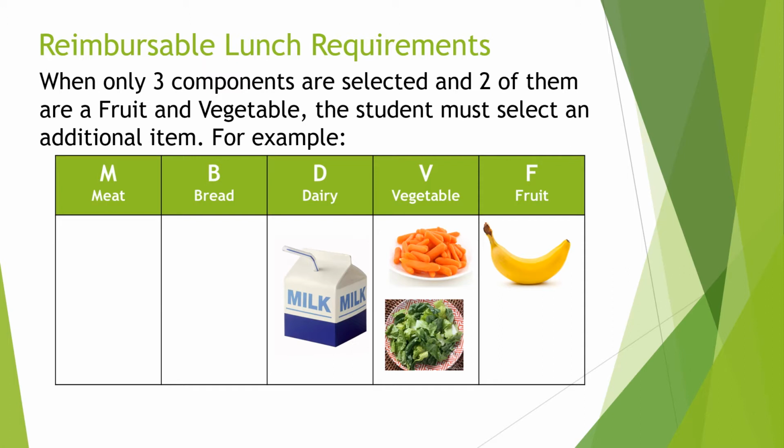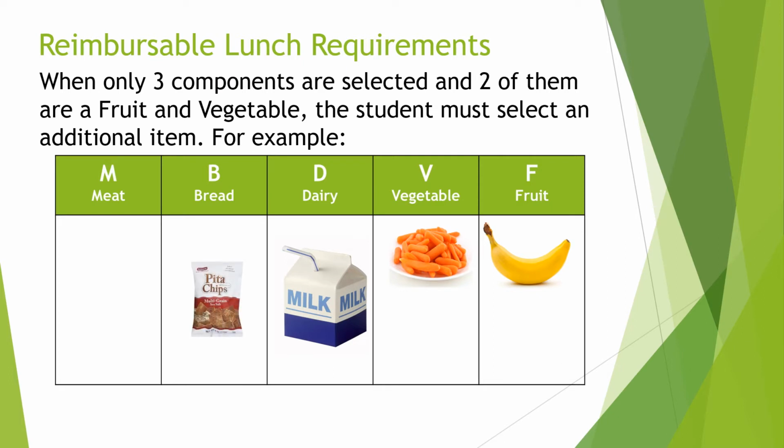or a student may choose a bread component, such as pita chips, or they may choose a meat alternate component, such as chicken tenders, and last but not least, a student may choose another fruit component, such as a juice, to make a reimbursable meal. But remember, students may never take 2 juices.